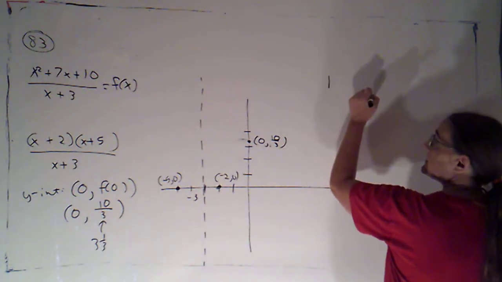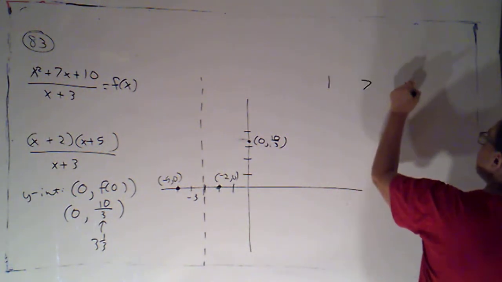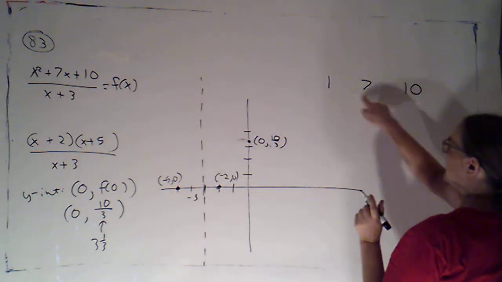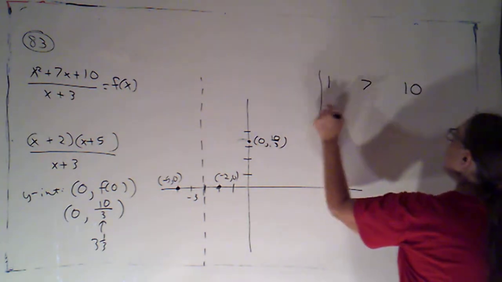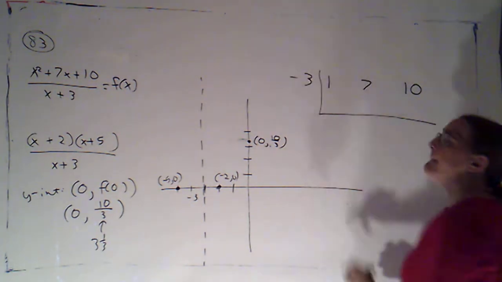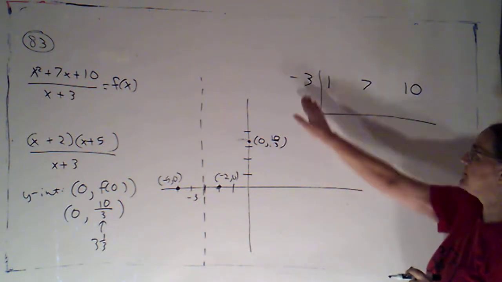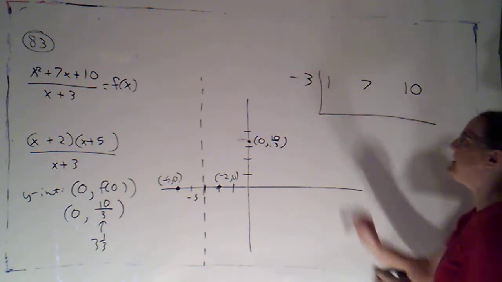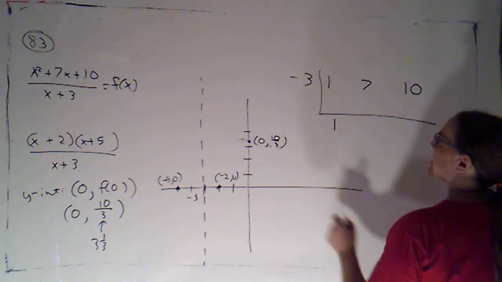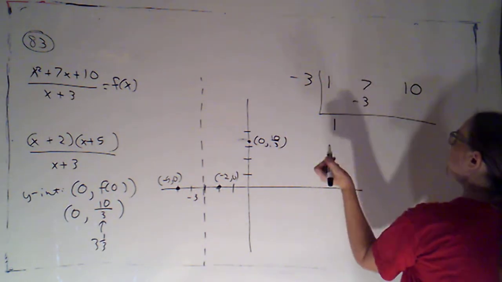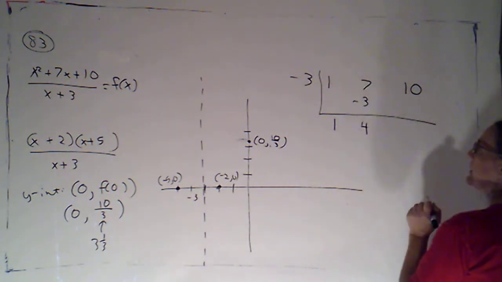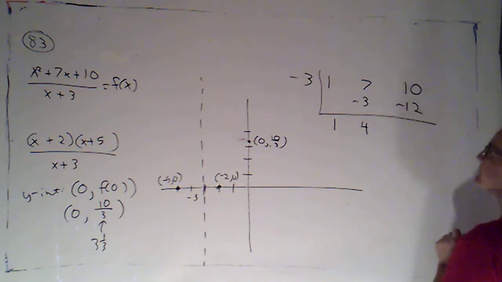So we've got 1x squared, 7x, 10, constant x squared, good. X plus 3 is the same as x minus -3. So -3 is the number that goes out here. Bring down the 1. Multiplying gives me -3. Adding, I get 4. Multiplying gives me -12. Adding, I get -2. That's my remainder.